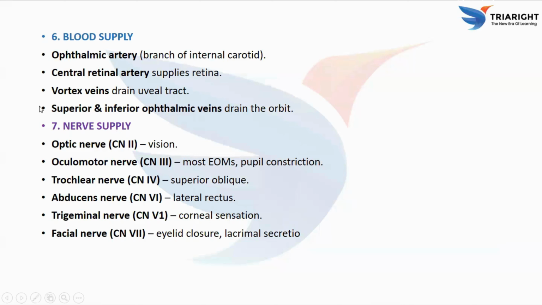And then the central retinal artery, which is a branch of the ophthalmic artery. It enters the eye through the optic nerve. It supplies the inner retina, including the photoreceptors.